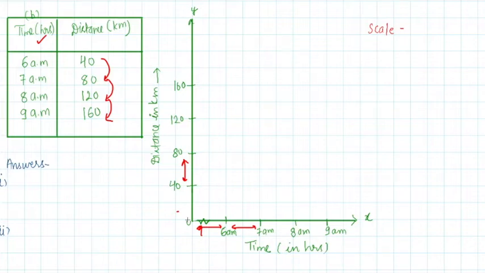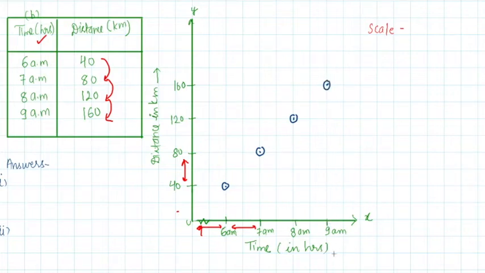Now, let's mark the points. At 6 a.m. the distance covered is how much? At 6 a.m. the distance covered is 40 kilometers. So this is 6 a.m. This is 40 kilometers. First point. Then at 7 a.m. it goes till 80 kilometers. Here it is. Now 8 a.m. it is 120. So 8 a.m. and this is your 120 here. And 9 a.m. is how much?